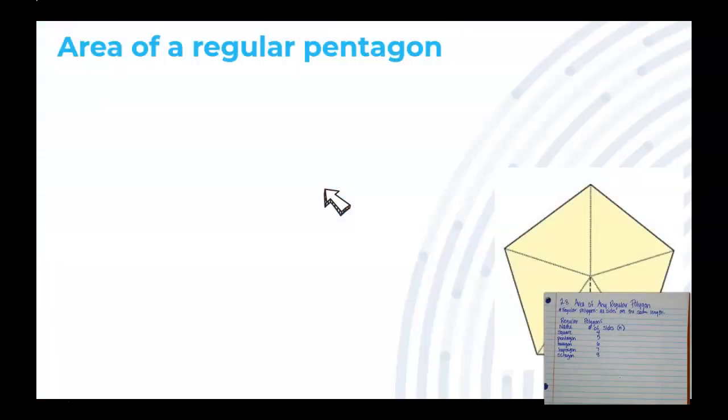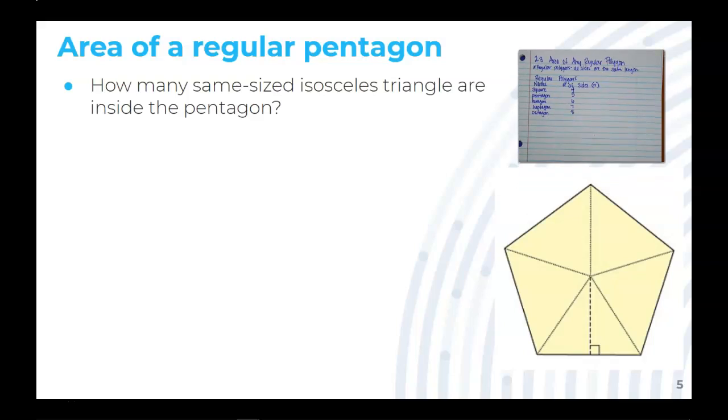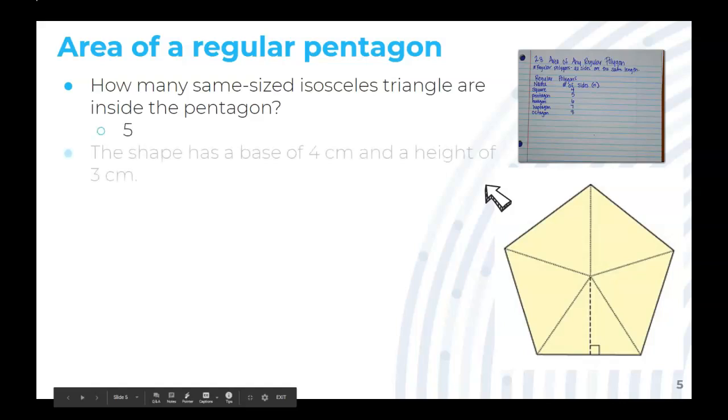Back to our notes page, we're going to practice: how many same size isosceles triangles are inside this pentagon? So we see our dashed height line right here. That does not break this into two triangles. These tiny, tiny dashes right here, that's a triangle. This is just our height of the triangle. So we've got 1, 2, 3, 4, 5 triangles. This is a pentagon and it has 5 sides. So the number of sides tells us how many triangles there are.